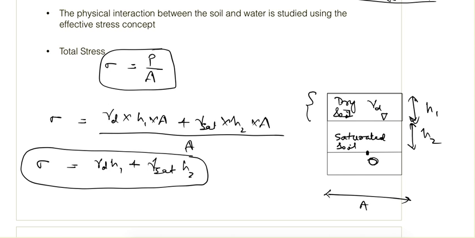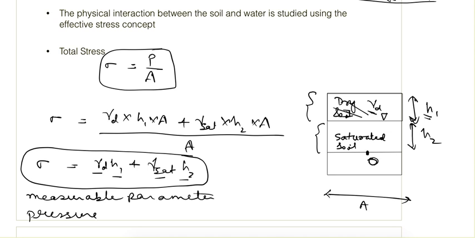It means that total stress can be found simply by multiplying the unit weight and the depth up to which that soil of that unit weight is there. So gamma D unit weight soil is there for a depth of H1, so gamma D times H1, and gamma saturated is there for a depth of H2, so gamma saturated times H2. So total stress is a measurable parameter, and it can be measured by a suitable arrangement such as a pressure cell.